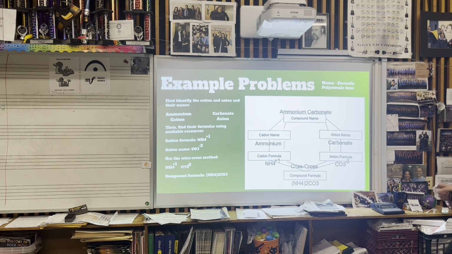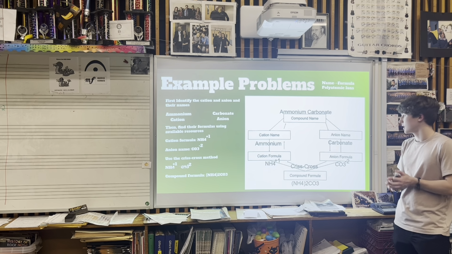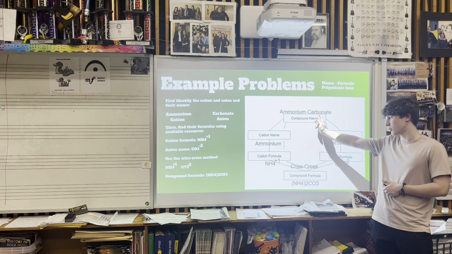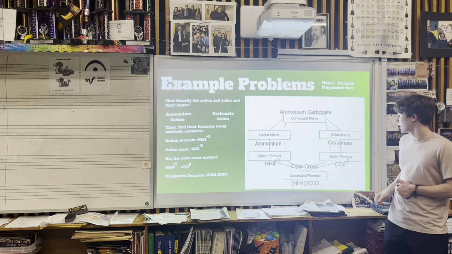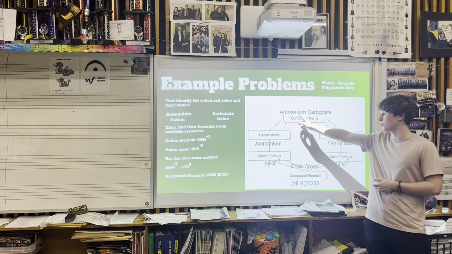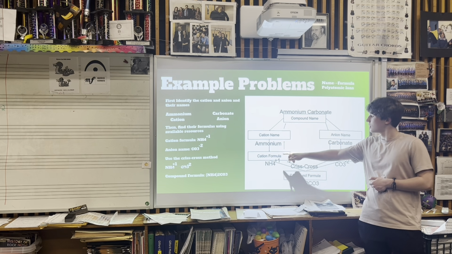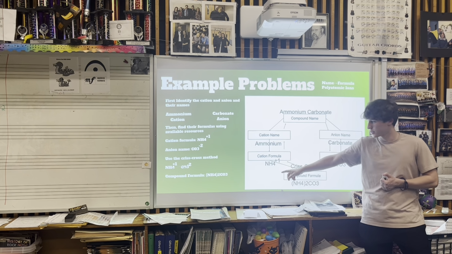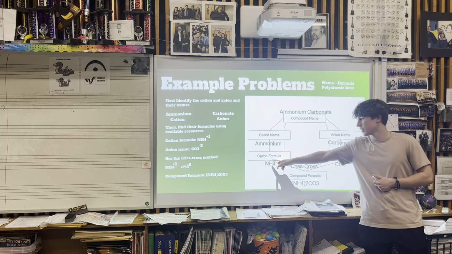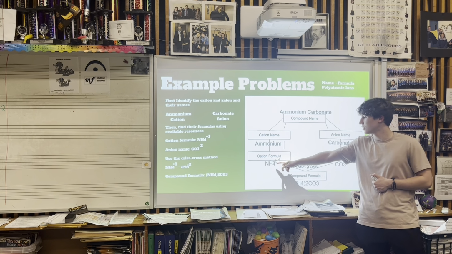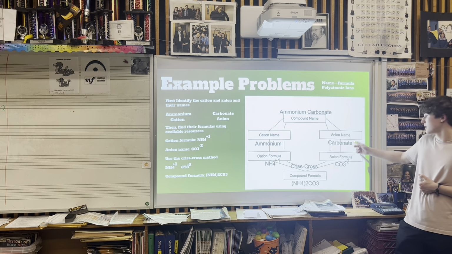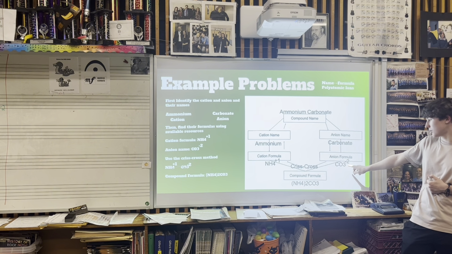Okay. And then for this example, we have 2 polyatomic ions. We're going to start with the name this time. So here we have ammonium carbonate. You want to identify each of them and their formula. So you have ammonium separated as a cation because it's written first. And then you're going to need to look up or use a sheet to figure out that the formula for ammonium is NH4 +1. And same thing with carbonate. Carbonate is CO3 -2.